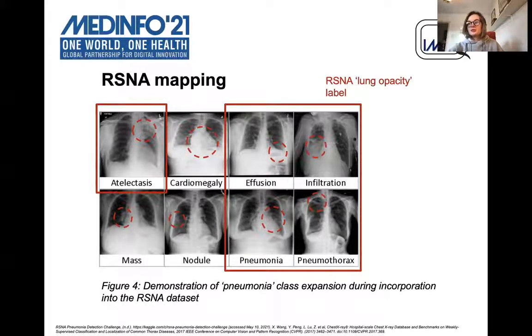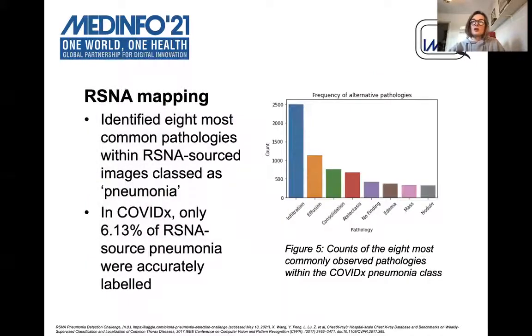And as a result, the pneumonia class within the COVID-X dataset contains chest x-rays with an assortment of many other pathologies as well. And so we further evaluate the RSNA dataset to try and quantify the degree of this label misuse within COVID-X. So all RSNA source training data were mapped to the original labels associated with the chest x-ray prior to extraction from the larger NIH chest x-ray 8 dataset.